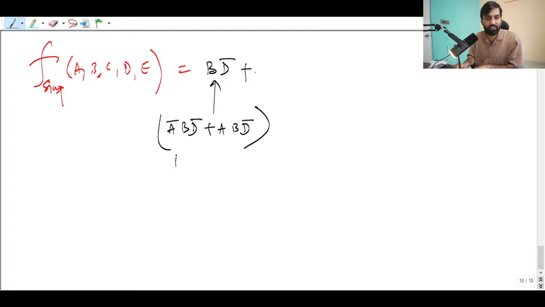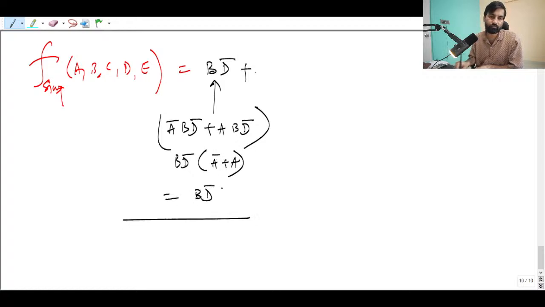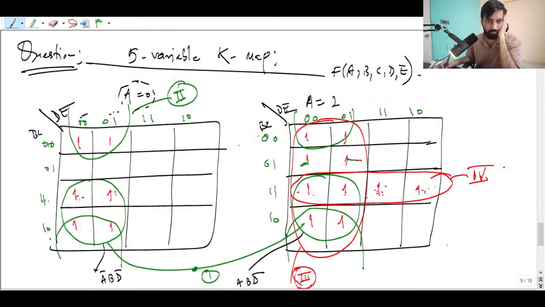So here you have taken BD bar common, so A bar plus A, that is BD bar. Okay, so this is how we have to combine them. Now let us have a look at second.